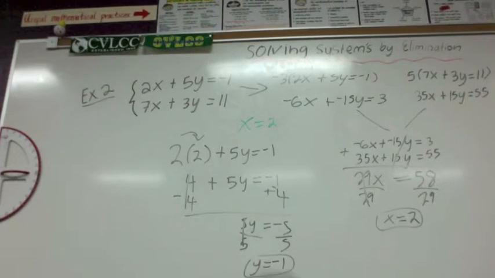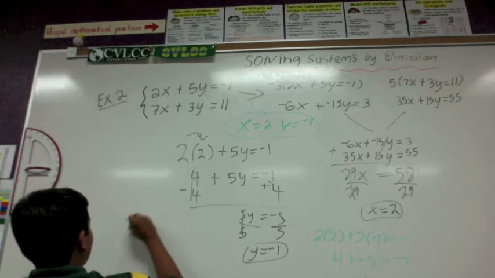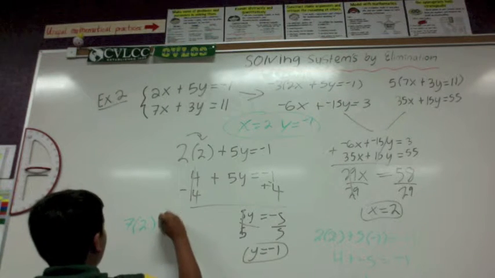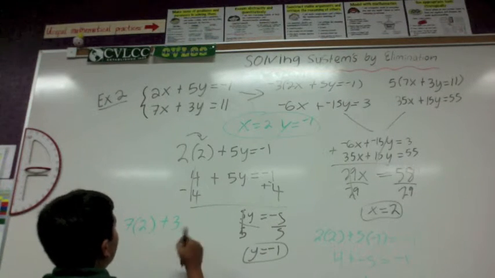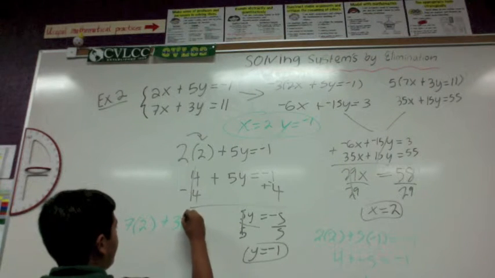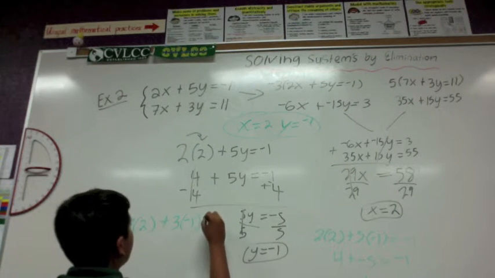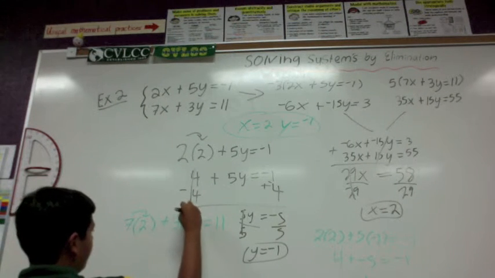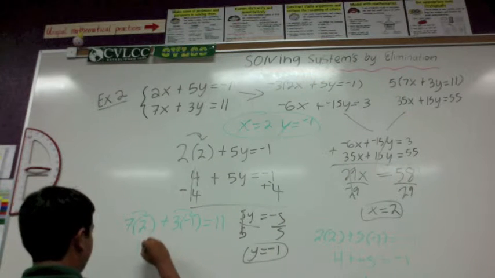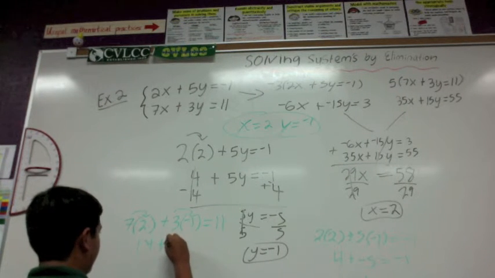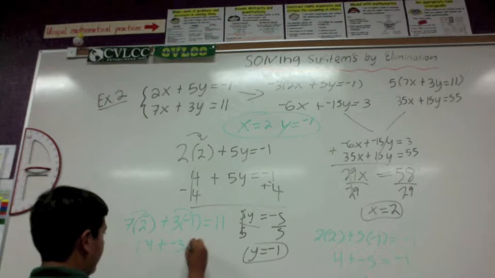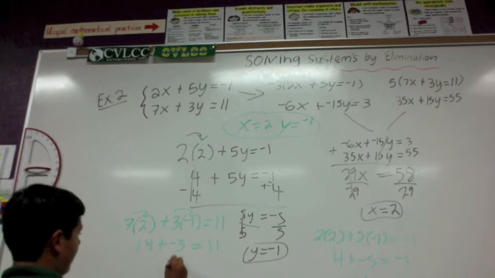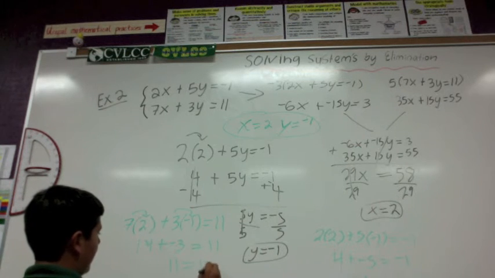So our y is -1. Now let's check in the second equation, which is 7 times our x, which is 2, plus 3 times our y, which is -1, is equal to 11. So we're going to multiply both. 14 plus -3 is equal to 11. So 14 plus -3 is equal to 11. 11 is equal to 11, and that's correct.